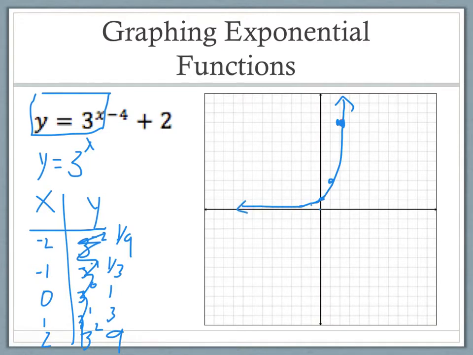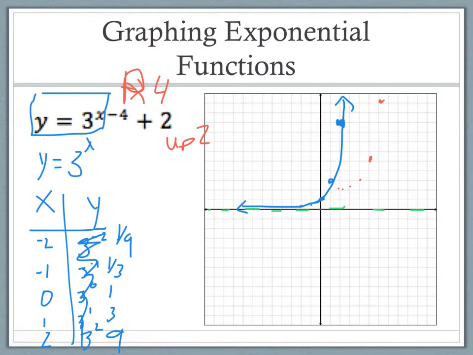When we're doing exponentials, there's no way that y equals 3 to the x power will ever be negative. So if you notice, it gets really, really close to this x-axis, but it never crosses it. Now let's go ahead and do our shifts. The -4 tells me we're going to go to the right 4, and then the +2 is up 2. So let's go ahead and shift those points. To the right 4, up 2.